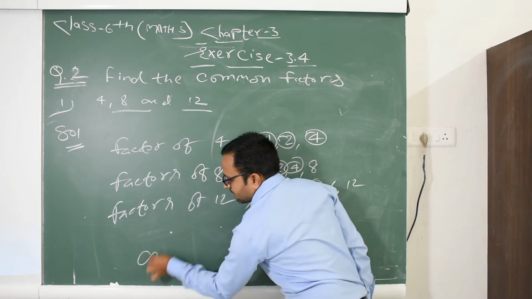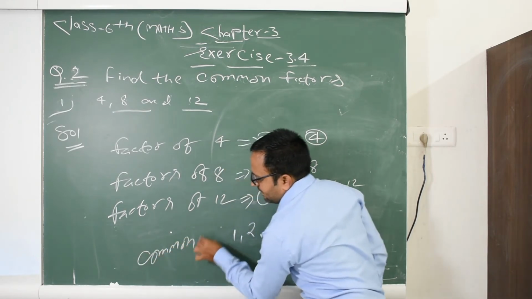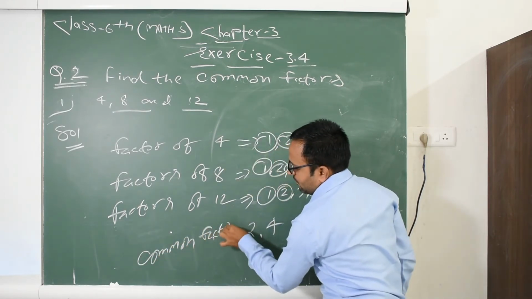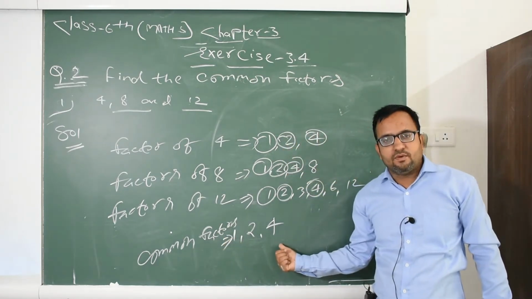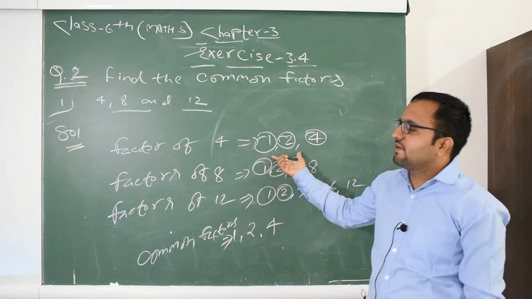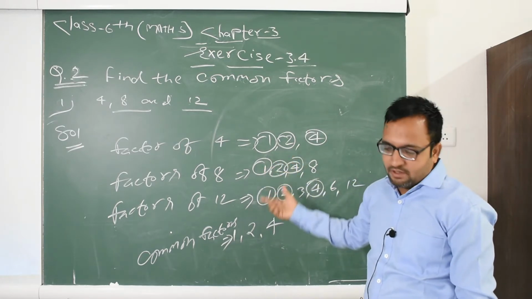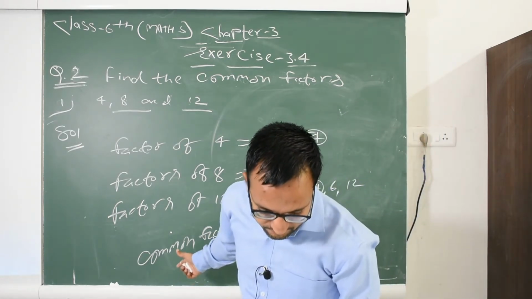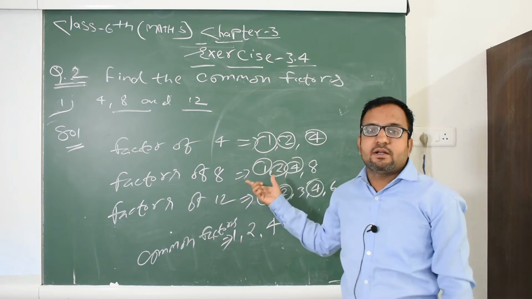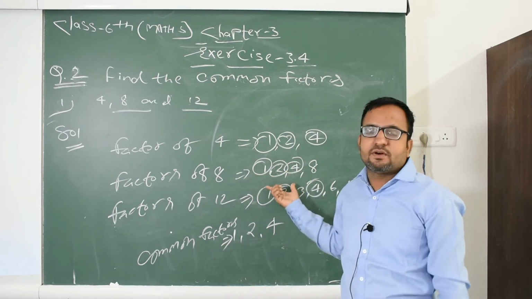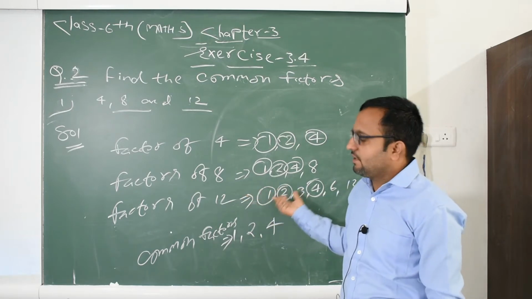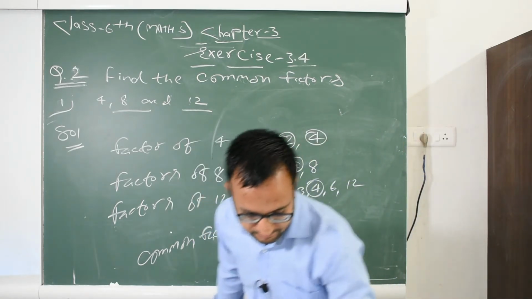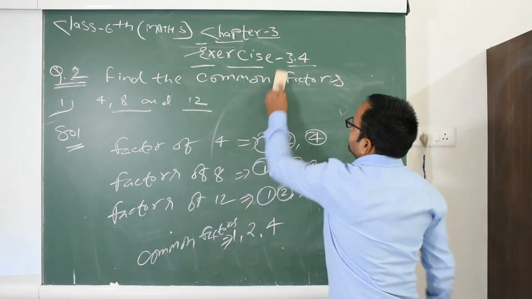So the common factors are equal to 1, 2 and 4. Okay. So your first question is completed. Now the next question, 5, 15 and 25, is for your homework. So try to solve it.